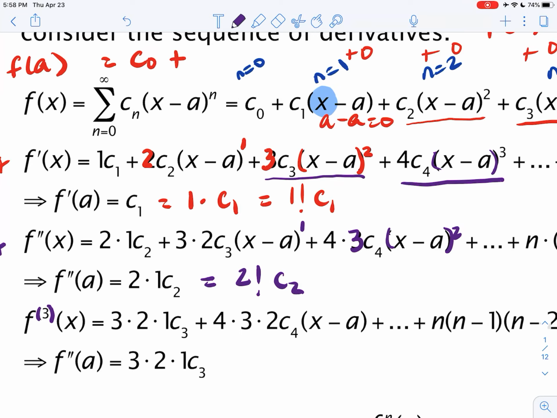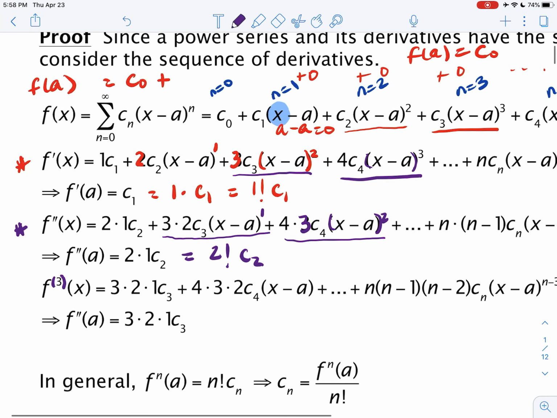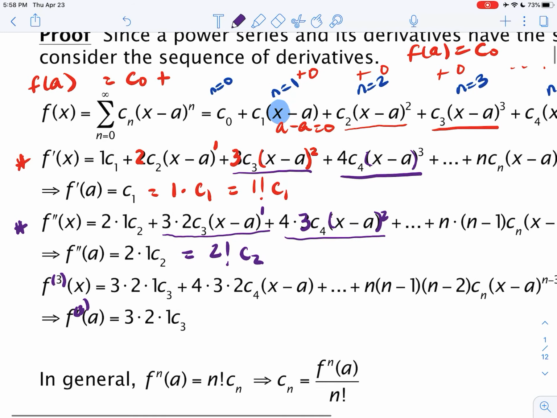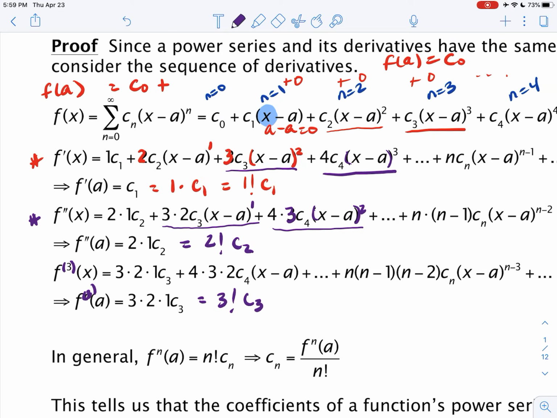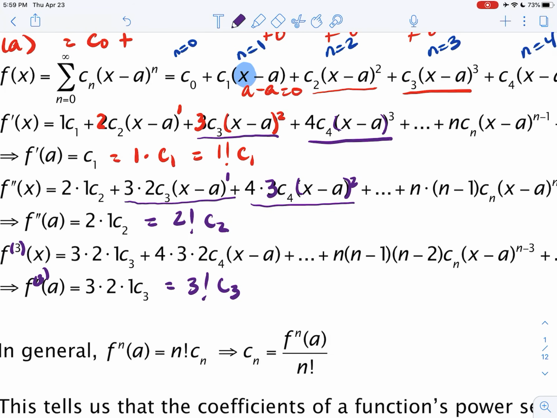And in taking that third derivative, again, the first term is 0, and this derivative here would be 3 times 2 times 1 times c sub 3, and the derivative here would be 4 times 3 times 2, and so on. Every factor, if I evaluate that third derivative, and this should be 3 in here, at a, I end up with 3 times 2 times 1 times c sub 3, and that's going to be 3 factorial times c sub 3.